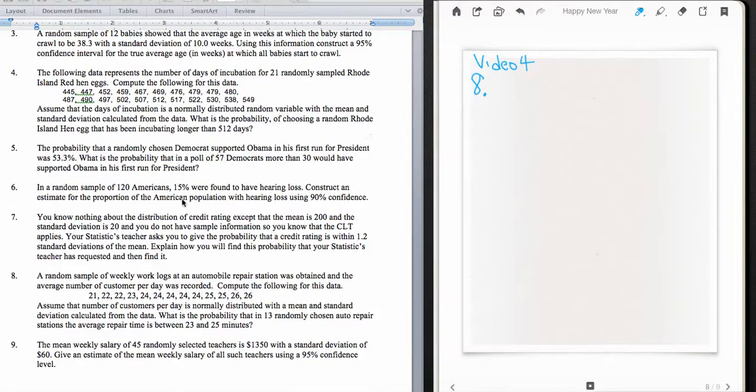All right, so here's video number 4 for decision-making: confidence intervals versus probabilities, normals versus t's versus z's, etc. Problem number 8. Let's read it first.